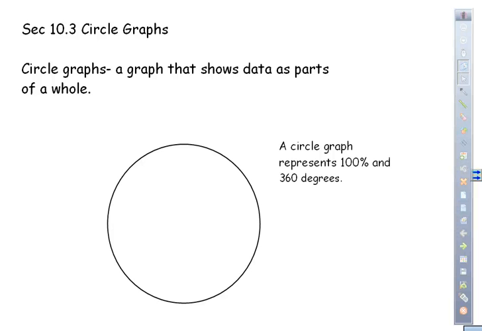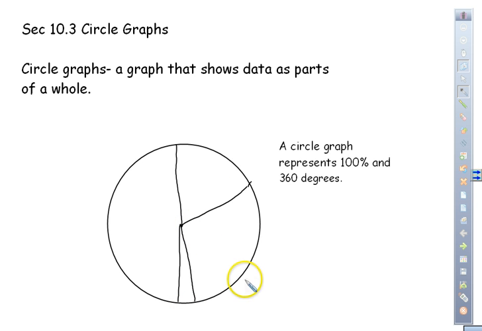Alright, we're creating circle graphs. A circle graph is a graph that shows data as parts of a whole. A circle graph represents 100% and it's 360 degrees. We've talked about how a circle makes up 100% already, dealing with fractions and decimals and percentages. We always represent it by saying that it's basically a pizza, and creating our different slices of that pizza and how they would represent the data and so forth.